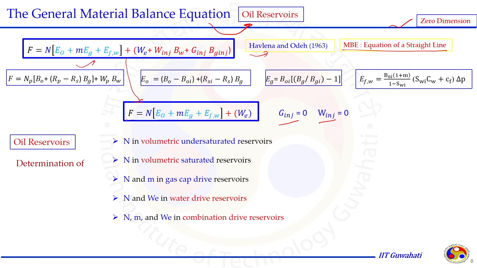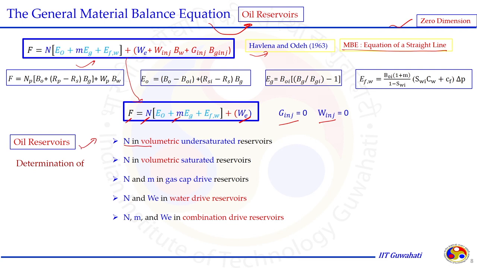The oil reservoir could be classified in different forms to determine the unknown parameter in this expression. So if we see here, the unknown could be N, could be M, could be WE in this case. So if we are having the classification of reservoir under different cases, we can get this straight line form to an appropriate situation where we can plot X parameter versus Y parameter, and the slope and intercept of any linear equation can give us the unknown parameter in that form.